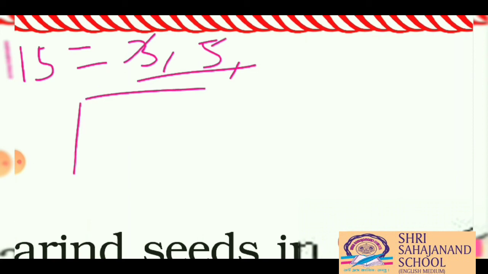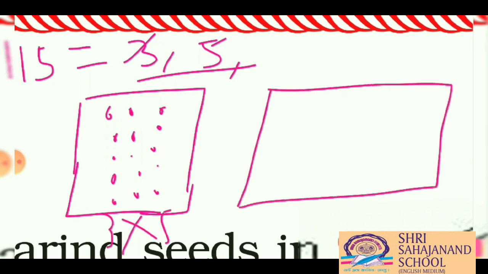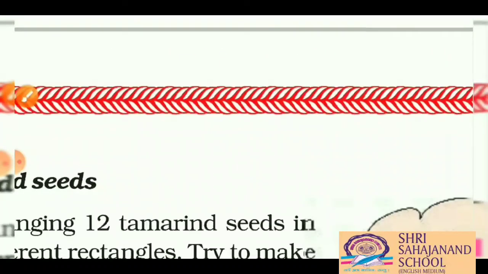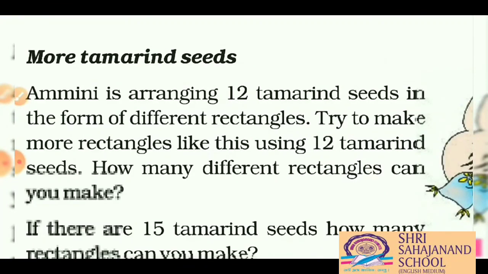First we are arranging in 3 by 5. So 1 2 3, then 4 5 6 7 8 9 10 11 12 13 14 15. So this is a 3 by 5 rectangle. And next is 5 by 3. So how? 1 2 3 4 5 6 7 8 9 10 11 12 13 14 15. So this is the 5 by 3 format. So only in two ways you can arrange these tamarind seeds. I hope that you have understood these two puzzles very well.